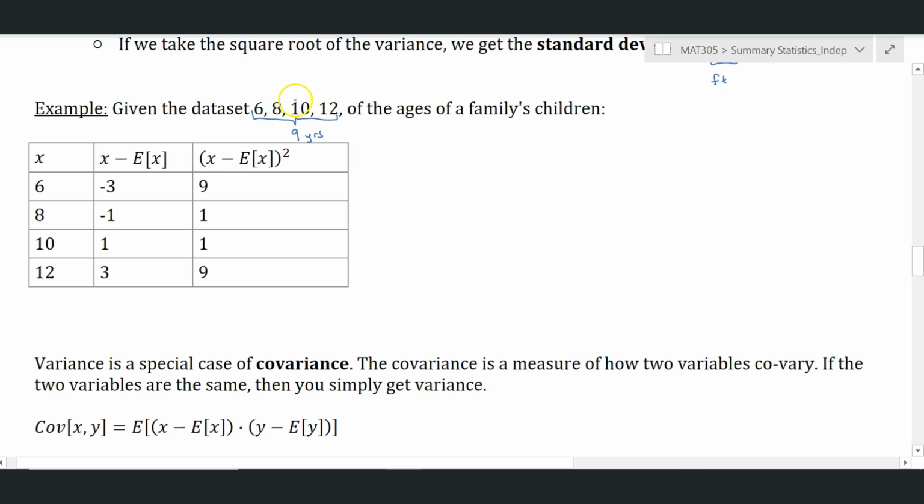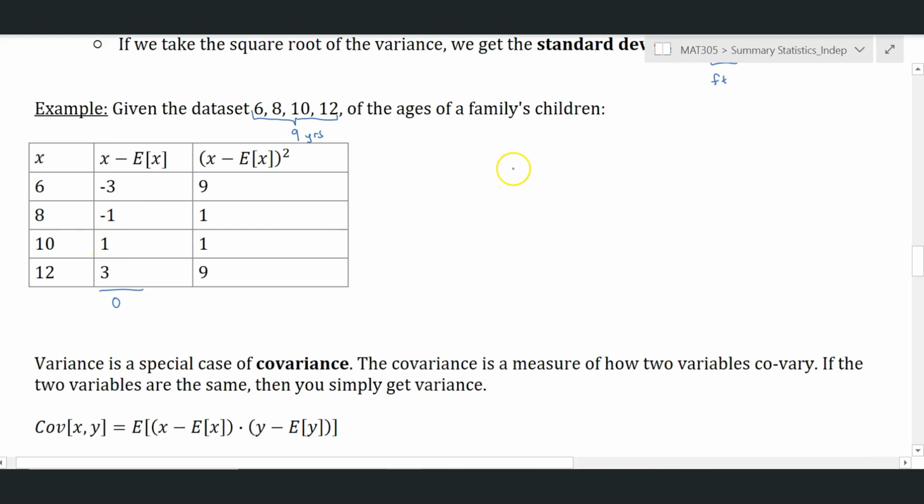And again, remember what that really means is that if you could somehow redistribute the ages so that they're all equal, they would each have to be equal to 9 years, for a total of 36 years of age. So compute the deviation. This 6-year-old is 3 years below the average. 8 is 1 year below the average. 10 is 1 year above the average. 12 is 3 years above the average. Now you can see these sum to 0. Therefore, not a good metric, because these will always sum to 0.